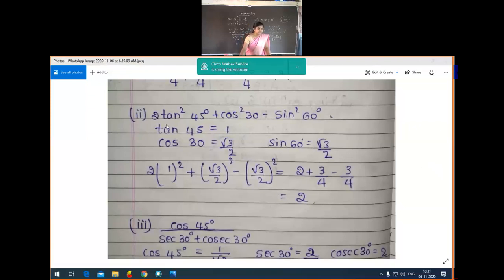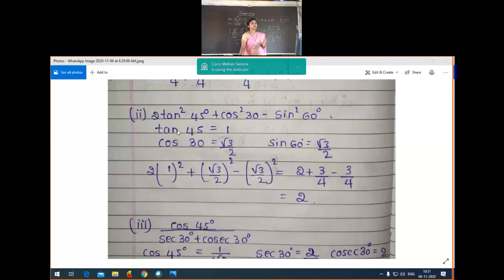Second question is like this. 2 tan square 45 degree plus cos square 30 degree minus sin square 60 degree, we have to find. So we have to find the value of this expression: 2 tan square 45 degree plus cos square 30 degree minus sin square 60 degree.